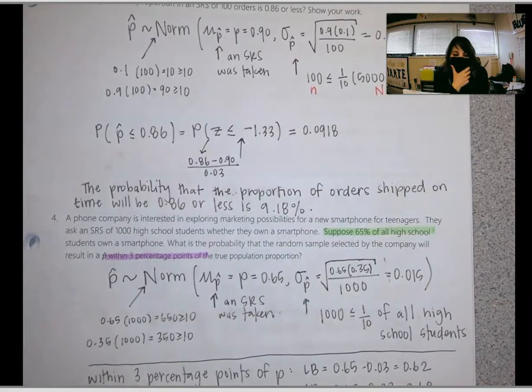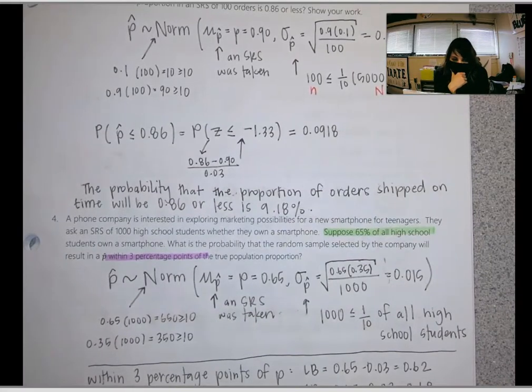So our sampling distribution is normal because the large counts condition is met. The center is at the true value because an SRS was taken. And I think that 1,000 is less than 1/10 of all high school students. If we're thinking all high school students, 1,000 is definitely less than 1/10 of that.